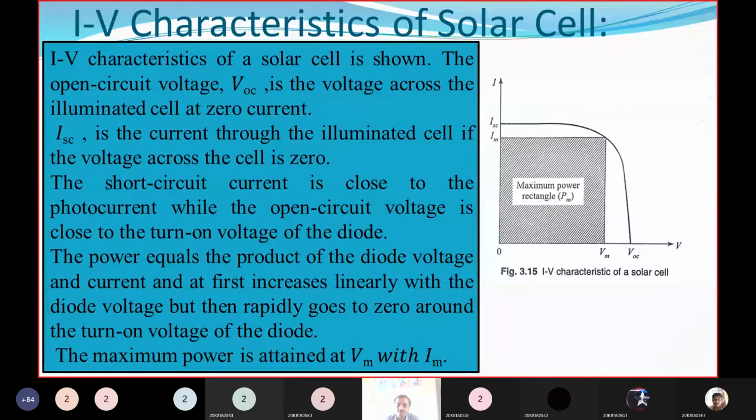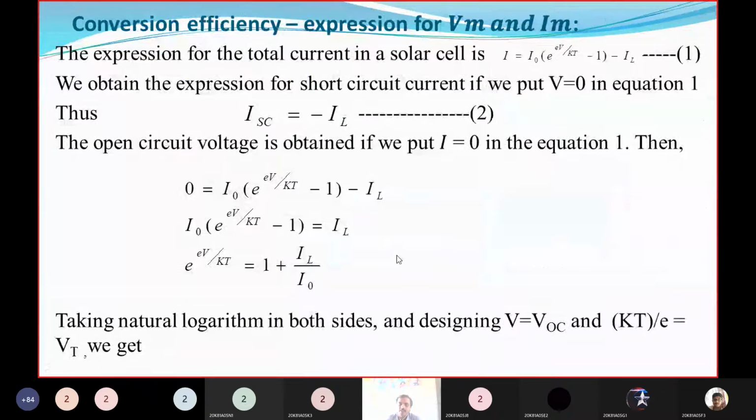So this is the IV characteristics here. By using this current equation, the total current equation in a solar cell, this is the total current passing through the solar cell here. By using that equation, we can work based on these conditions.